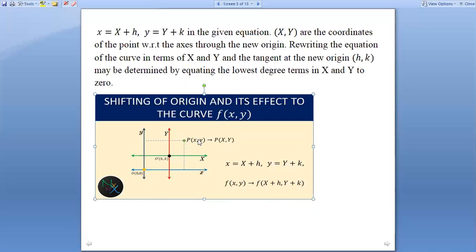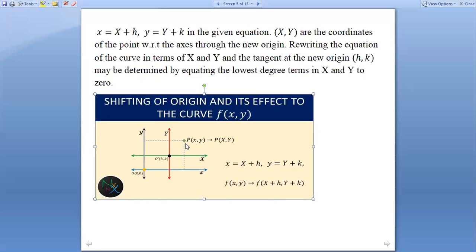So P of x, y, these coordinates are with respect to the axis with the origin 0, 0. But when the origin is shifted, even the coordinates of this point also change. So suppose this P has the coordinates capital X, capital Y with respect to the origin h, k, then this length is capital Y, and this length is capital X. That is, the distance from the y-axis is the x coordinate. Distance from the x-axis is the y coordinate.